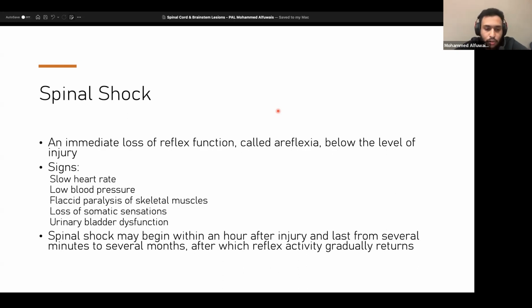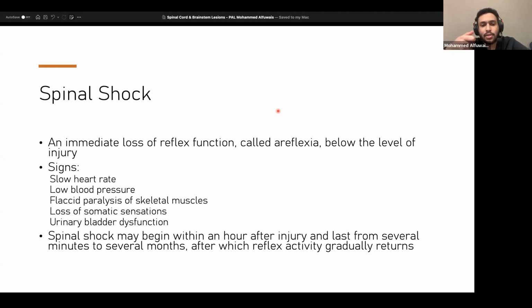They will have a slow heart rate with low blood pressure. And another thing is that you will have loss of somatic sensations and urinary bladder dysfunction. One way you can test for a patient with spinal shock is called the anal wink test.